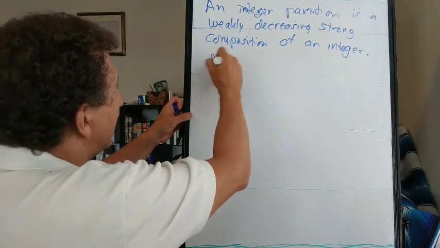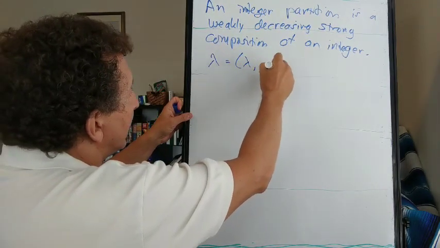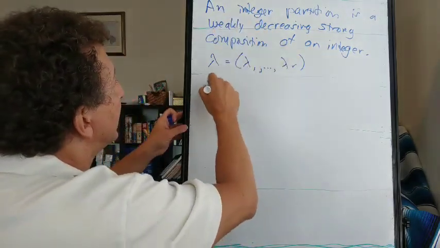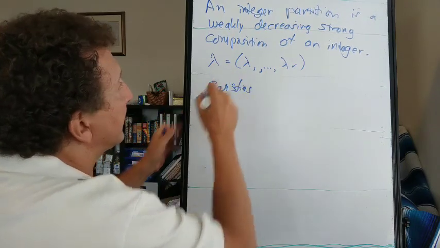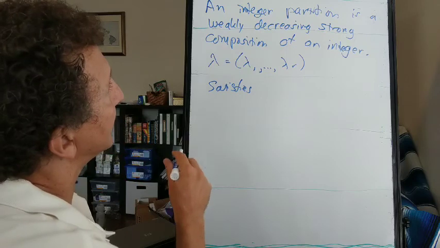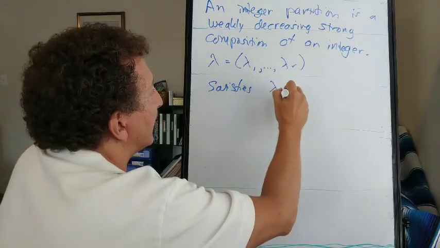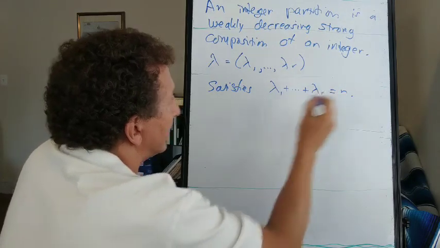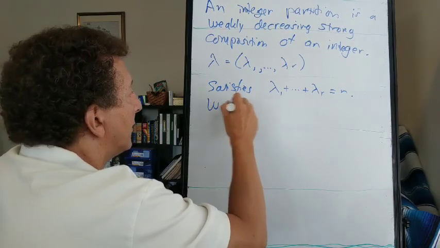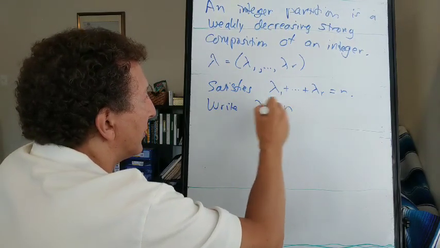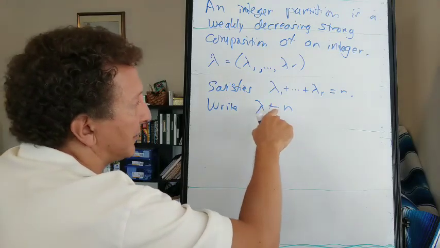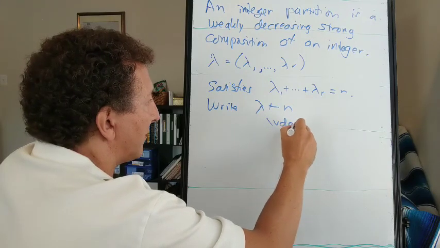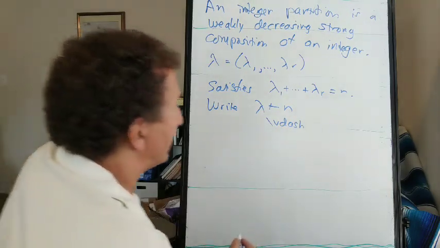So we have lambda with, let's say, r components. And since this is a strong composition of an integer, say n, we've got the sum of these components equal to n. We write lambda, this thing is v dash in LaTeX, lambda v dash n for lambda is a partition of n.